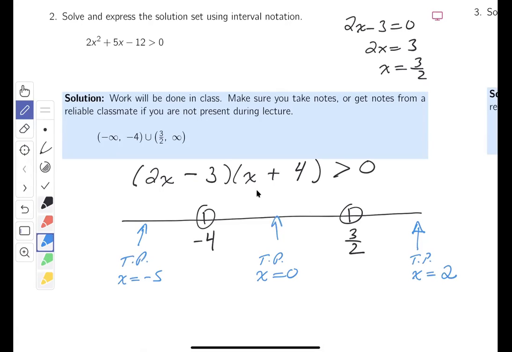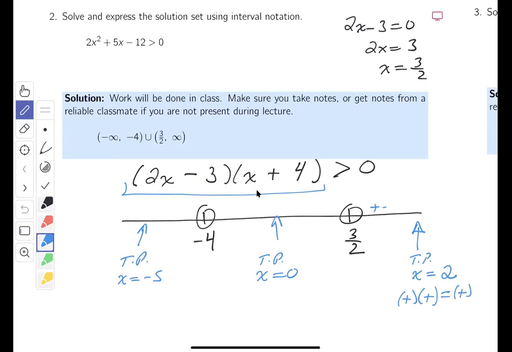Let's start with the 2 first. If I put 2 into the first factor, I want to point out what we're looking at. We're looking at this over here. What would you get? A positive number. Now, why is that? 2 times 2 is 4. 4 minus 3 is 1. Positive number. Second factor, positive. A positive number times a positive number is a positive number.